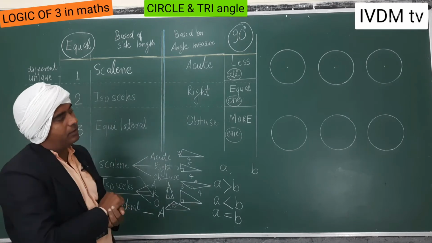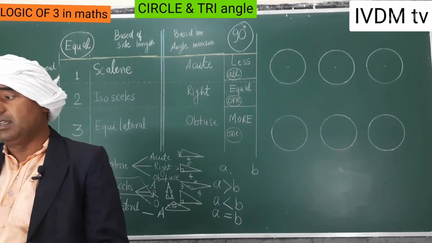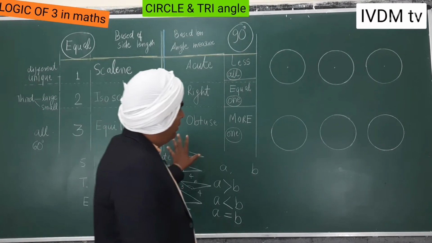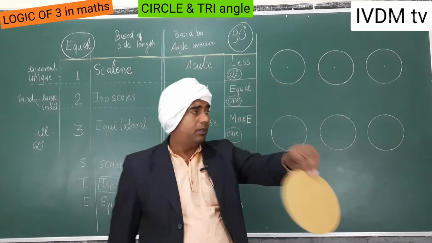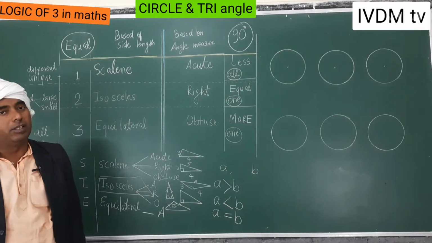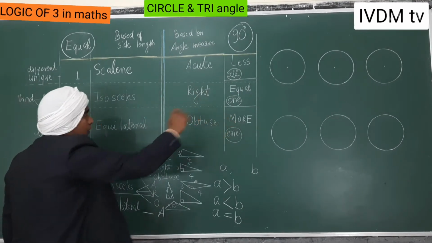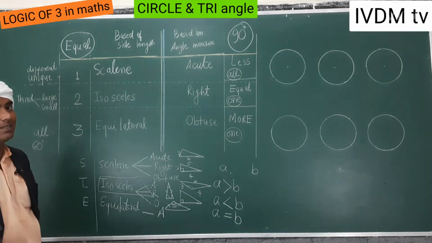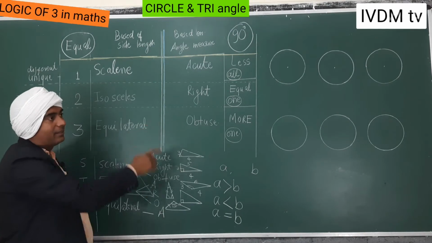Now come to the circle. In a circle also you have three types of chances. If you take a line, and in this type of circles, this circle is equal to this one. How many types of triangle can be formed? All these triangles can be formed in the circle. So the answer is yes, all types of triangle can be formed. We will talk about it in class 9th, chapter number 10.